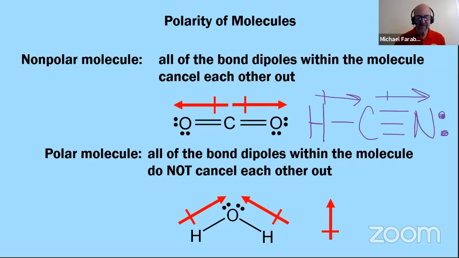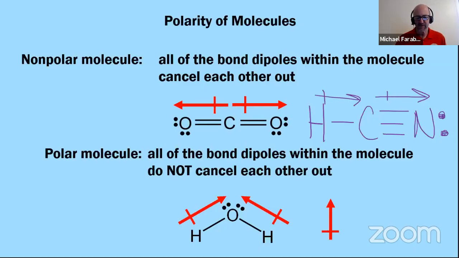So my point here is that the answer for why something is polar or nonpolar has to do with whether the bond dipoles are going to cancel out or not. If they do cancel out, the molecule overall is nonpolar. If the bond dipoles do not cancel out, then it is a polar molecule. So again, because it's bent or because it's linear is not a sufficient explanation.